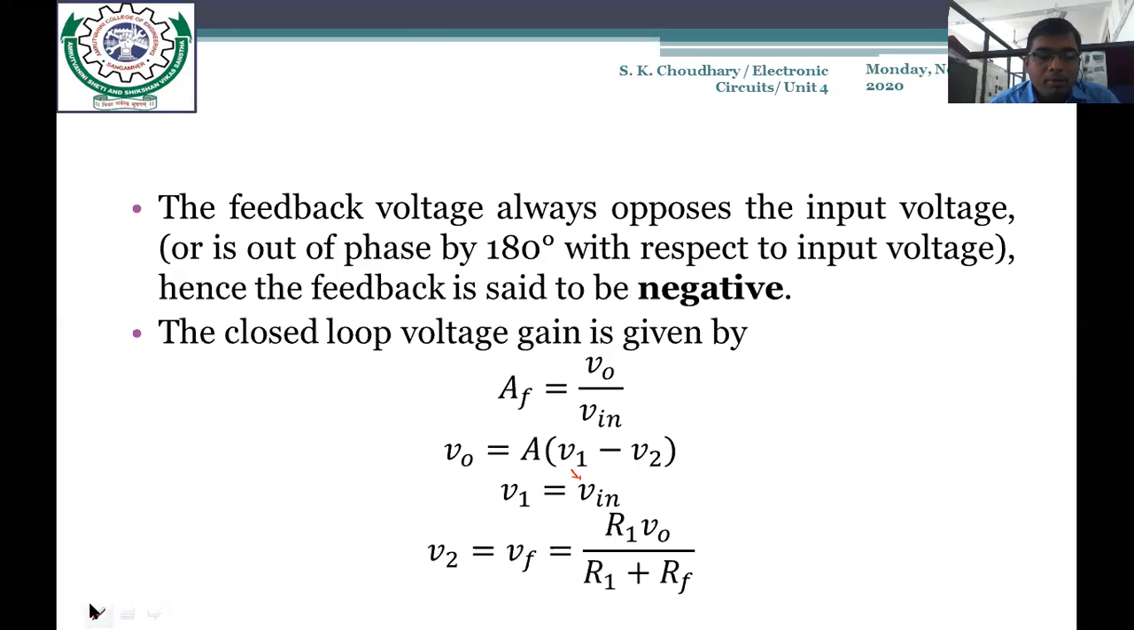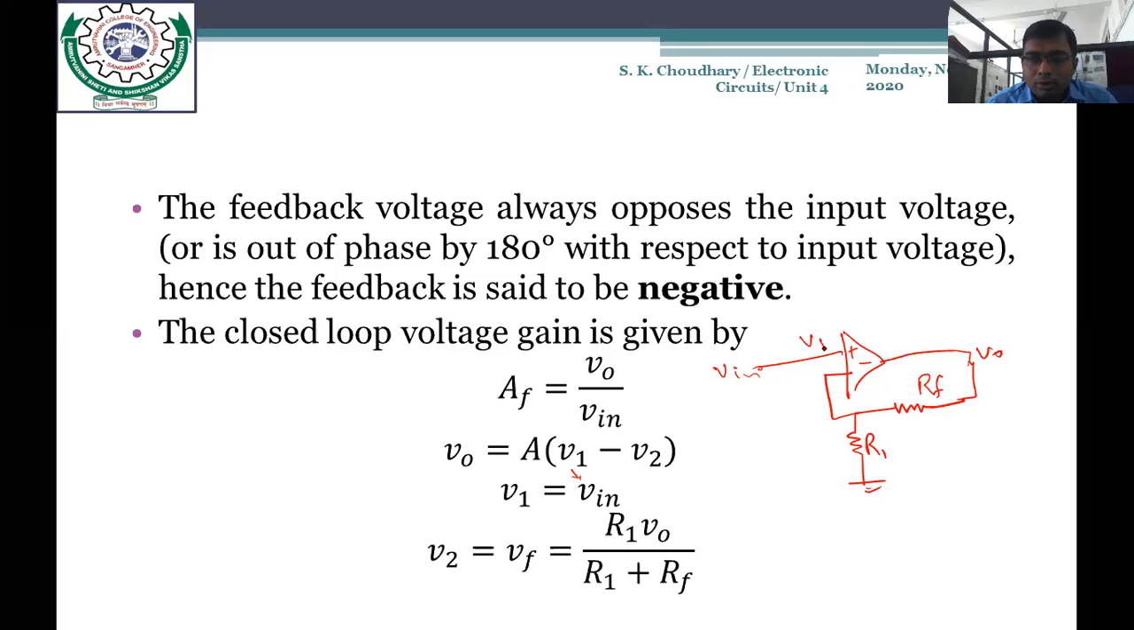In the case of op-amp, in this voltage divider network, there are two resistors connected. One is R1 and another is RF, that is coming out from the output terminal, and then it is going to the inverting terminal of the op-amp.